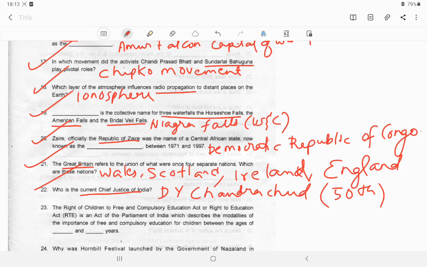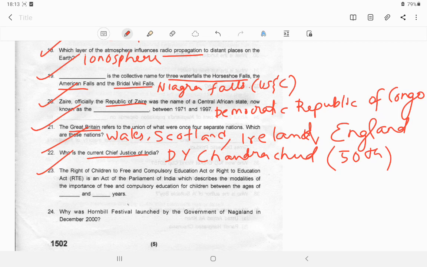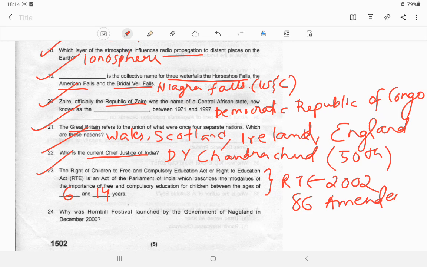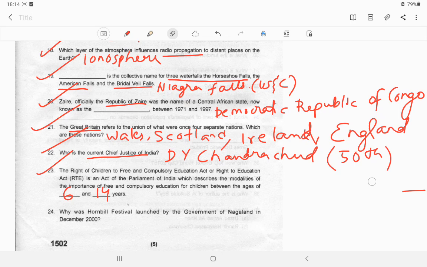The right to education means free education between the ages of 6 and 14 years. The Right to Education Act of 2002 was passed through the 86th amendment. Remember this, the 86th amendment. So I hope you all understood.